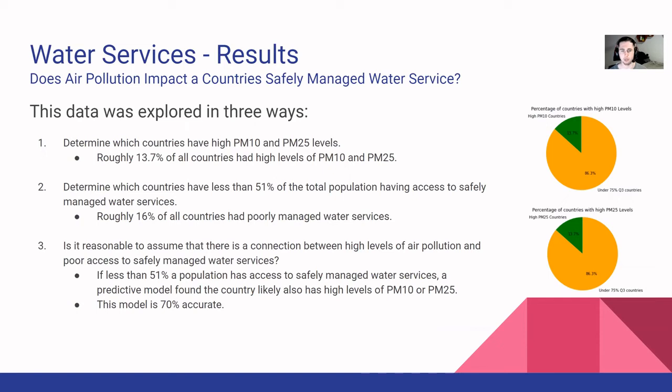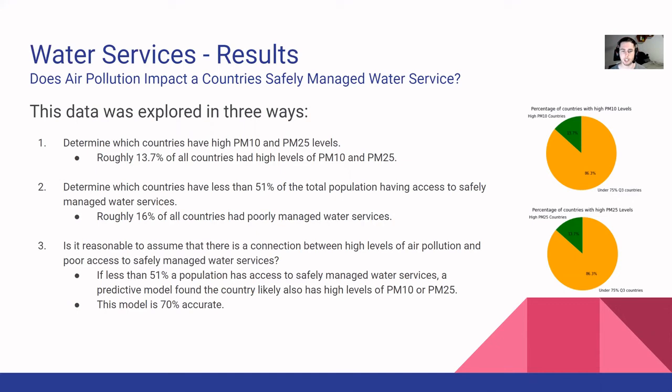The first question was which countries have a high PM10 and PM25 level, and in this instance, I defined a high level as anything greater than the 3rd quartile range of the average levels for each country. And this resulted in 26 out of 197 countries in the dataset having a high PM10 level, and also 26 countries having a high PM25 level. Some countries were on both lists, some were only on one.